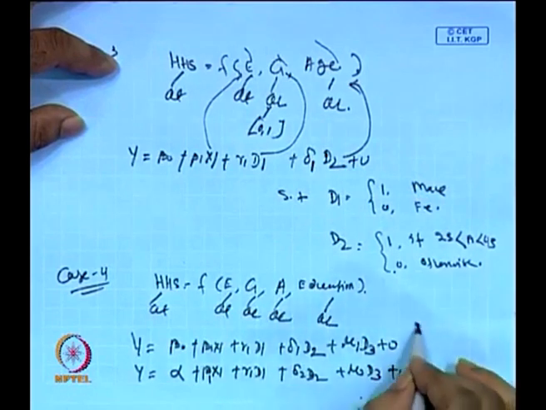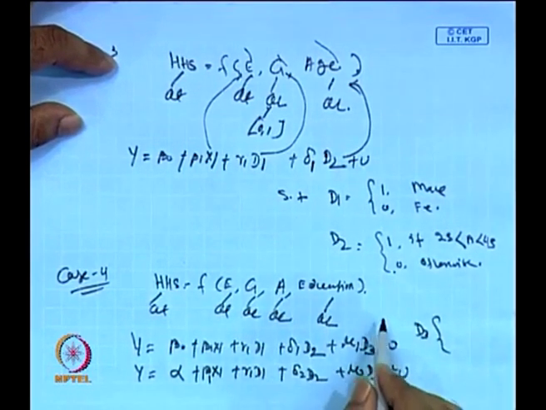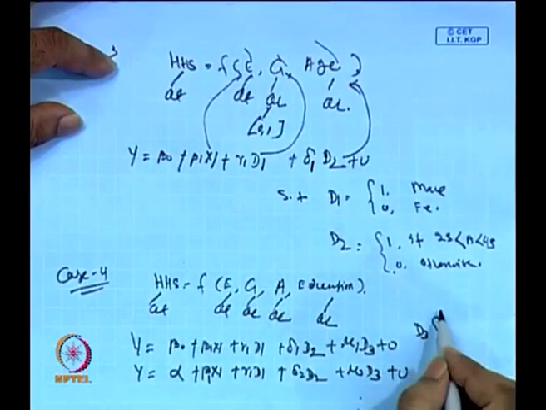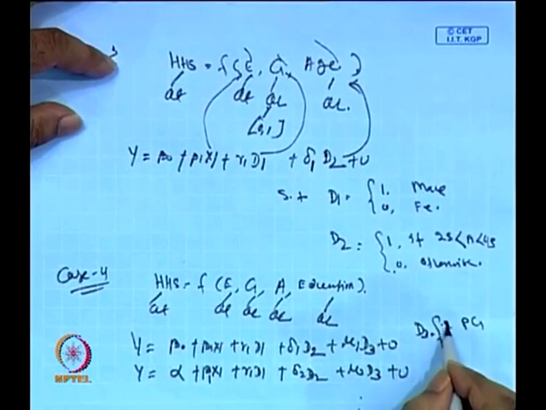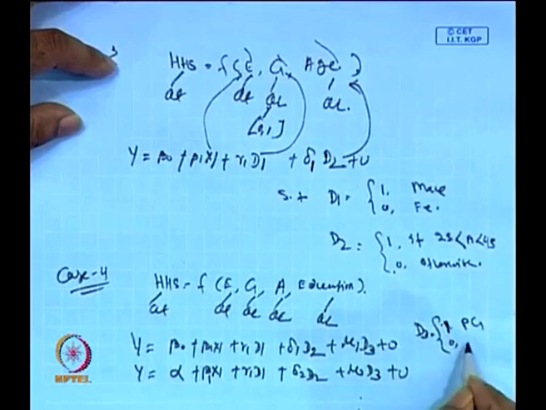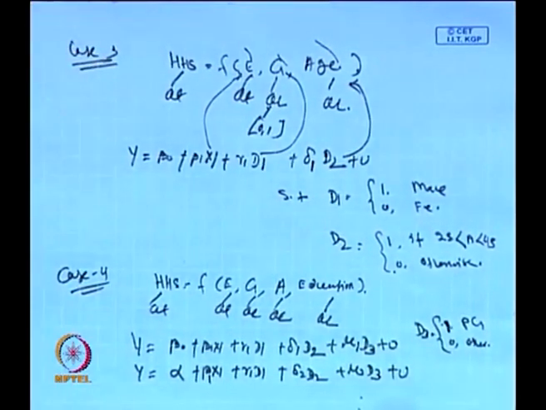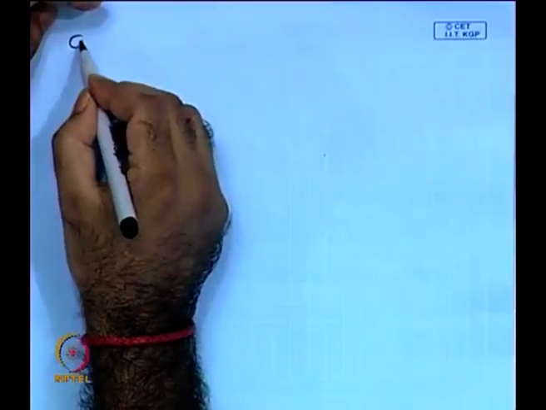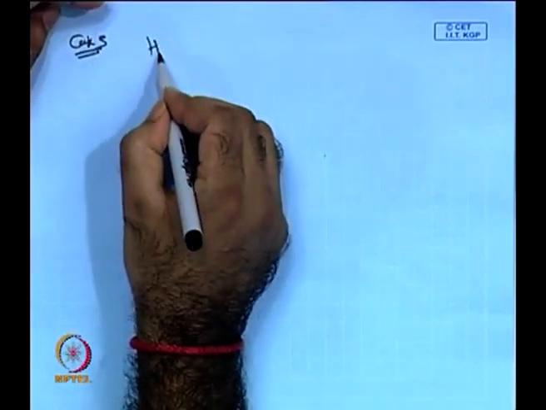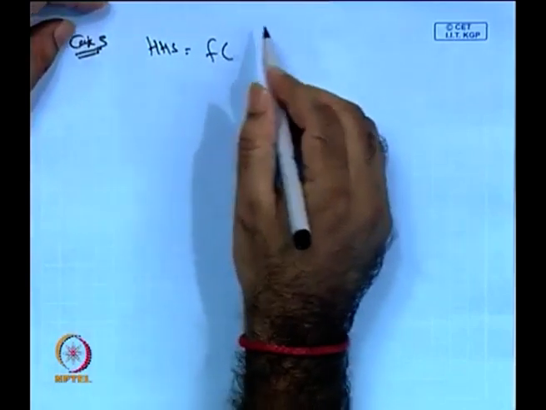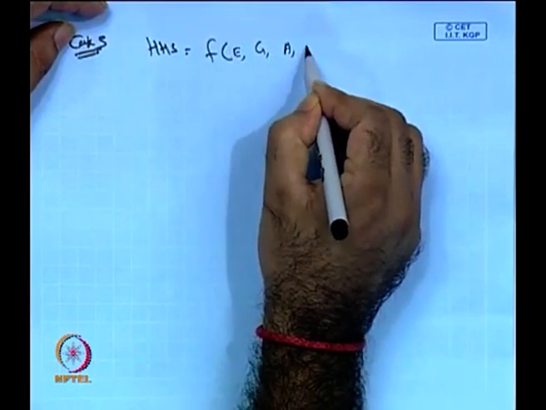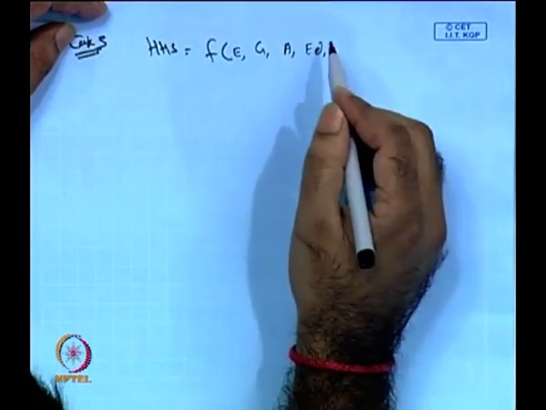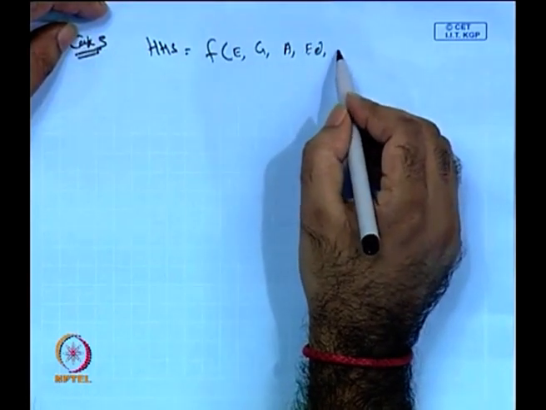Here the d 3 classification is for education: equal to 1 if the respondent has a PG qualification and 0 otherwise. This is how education can influence the particular component. I will take another problem, case 5. I will take household saving as a function of earnings, gender, age, education, then I will put another component, profession.